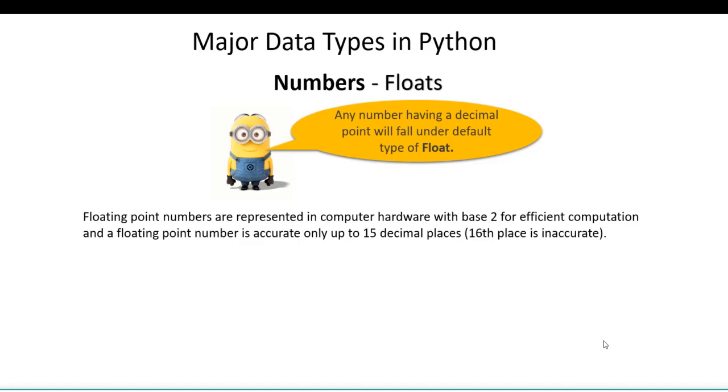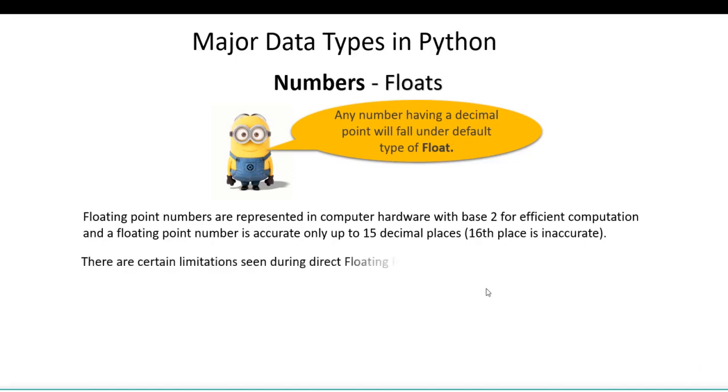When we say a number is represented with base 10, it means it is represented using the values 0 to 9. When we say it is represented with base 16, we mean that it is represented using the values 0 to 15. Coming back to our floating point numbers, they are directly represented in base 2, that is zeros and ones, for efficient computation at the hardware level. There is also one more point to be noted here. A floating point number has a decimal part and an integer, or non-decimal, part. This floating point number can accurately store up to 15 decimal places.